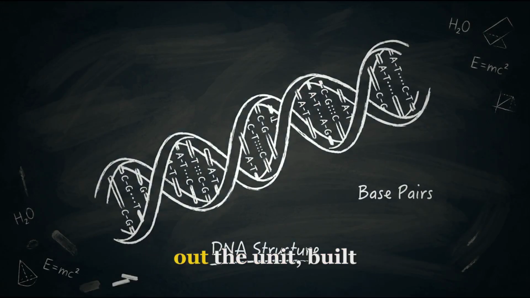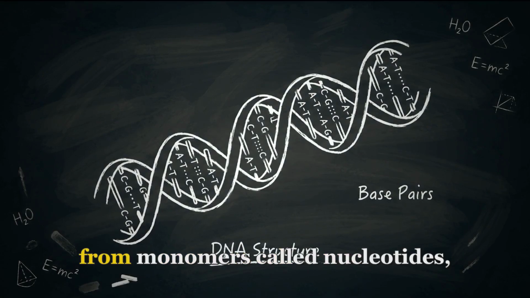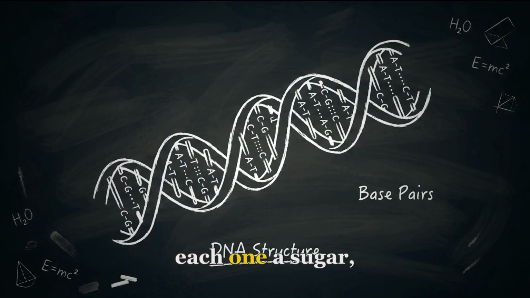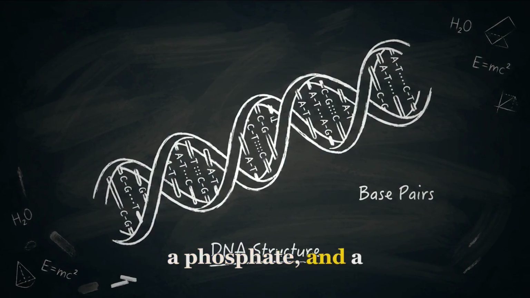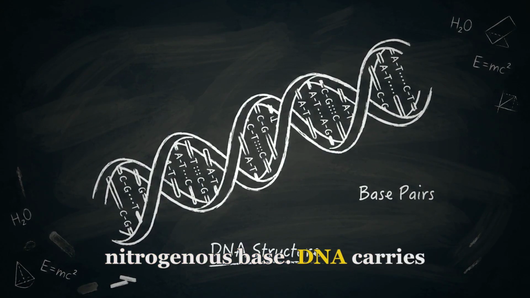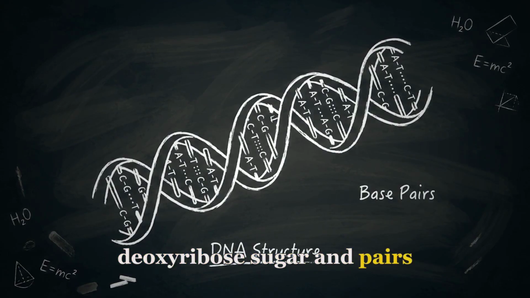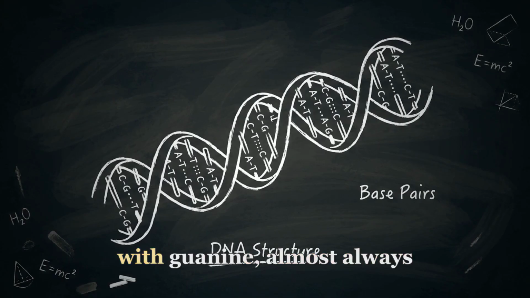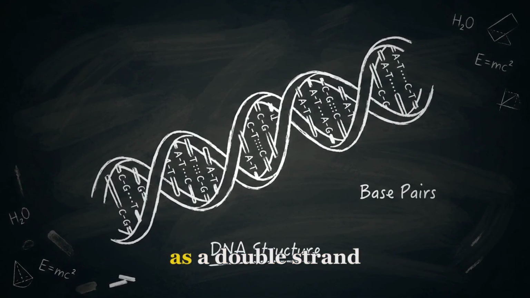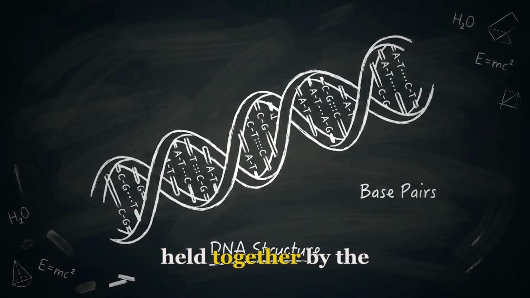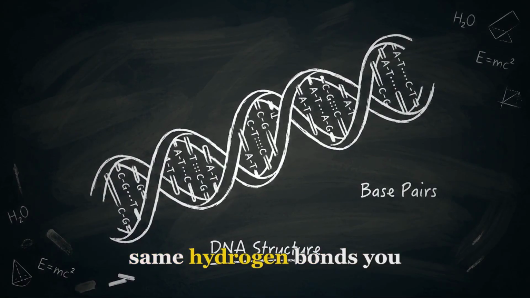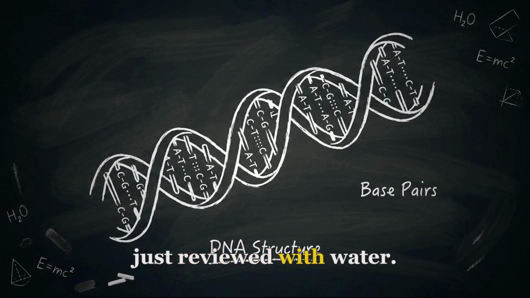Nucleic acids close out the unit, built from monomers called nucleotides, each one a sugar, a phosphate, and a nitrogenous base. DNA carries deoxyribose sugar and pairs adenine with thymine, cytosine with guanine, almost always as a double strand, held together by the same hydrogen bonds you just reviewed with water.